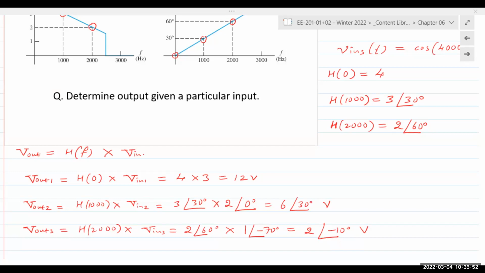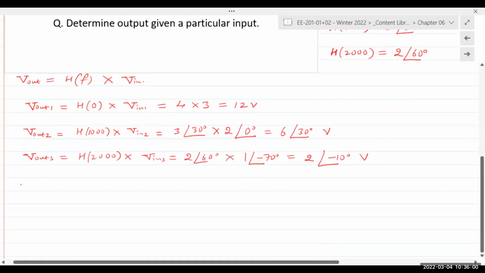So V out of t, right? Is that your question? Yes, that's going to be my last step, because the question asked us to find V out of t, our final answer has to be in the time domain.